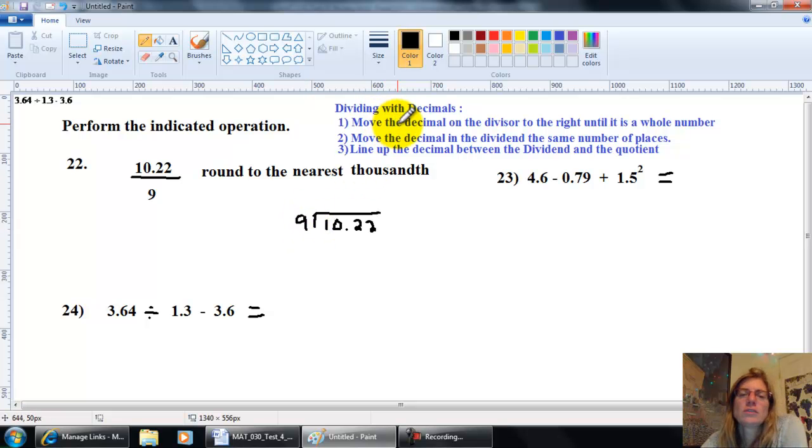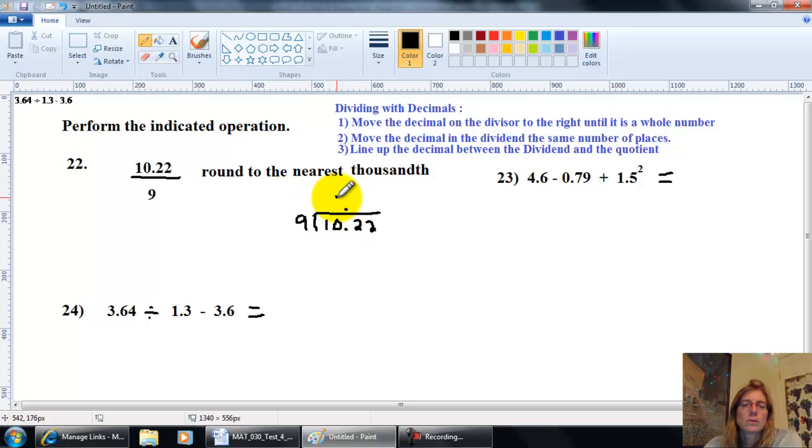Okay, move the decimal on the divisor to the right until it is a whole number. The divisor is already a whole number, so we can skip that step. Move the decimal in the dividend the same number of places. Well, we can skip that step also because we didn't move this decimal. Now, line up the decimal between the dividend and the quotient. So that just merely means stick the dot there. And now you can divide.